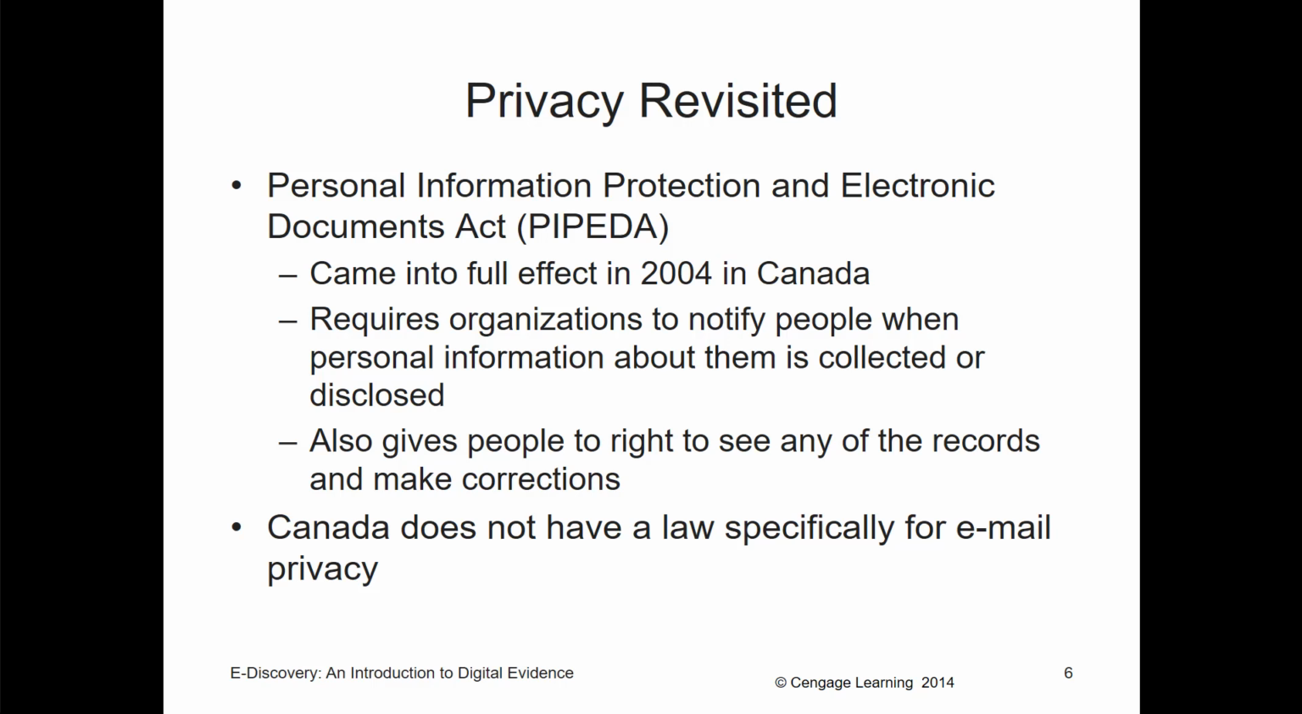The Personal Information Protection and Electronic Documents Act, PIPEDA, came into full effect in 2004 in Canada. It requires organizations to notify people when personal information about them is being collected and or disclosed. This also gives people the right to see any of the recordings and make corrections if necessary. So that's a key thing here, is making available the recordings. That means they have to know who's collecting the data on them, and that again could affect or hamper an investigation. Canada does not have laws specifically for email privacy. It's more just a broad electronic law.